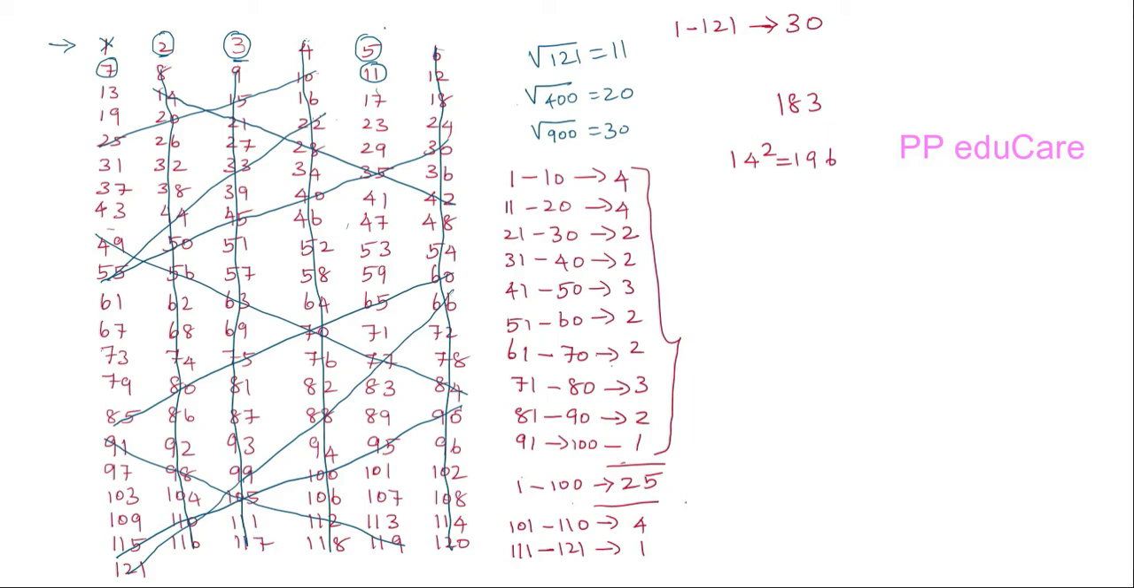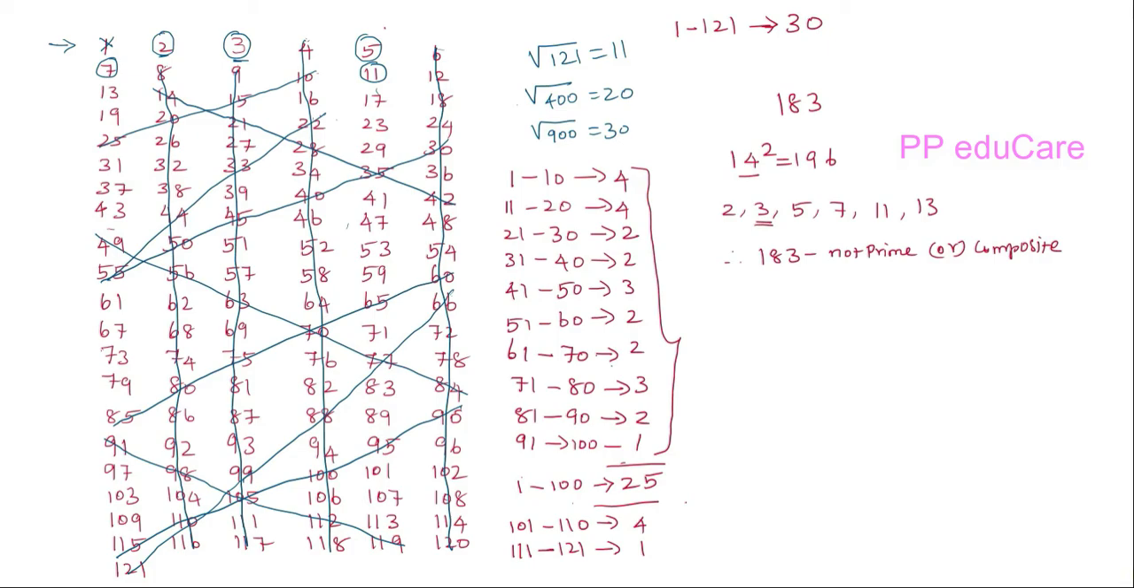So therefore find all the prime numbers up to 14. The prime numbers up to 14 are 2, 3, 5, 7, 11 and 13. Now check whether the number 183 is divisible by any of these numbers. Clearly 183 is divisible by 3. So therefore 183 is not prime. That is composite.